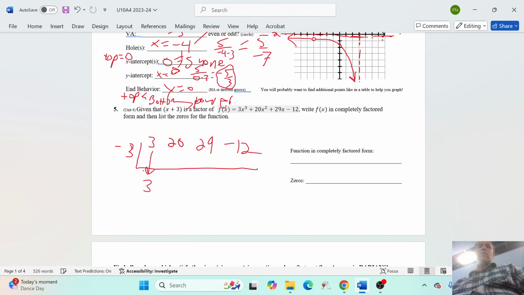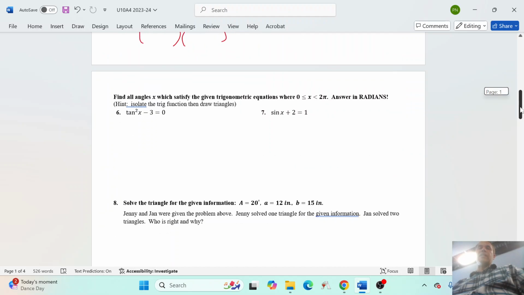Negative 3 times 3 is negative 9. 20 minus 9 is 11. Negative 3 times 11 is negative 33. And that's going to be a negative 4. And then negative 3 times negative 4 is a positive 12. Add those, you get 0. And that's one less power, so 3x squared plus 11x minus 4. And you're just going to go ahead and factor that more to get your final answer there. Nice.